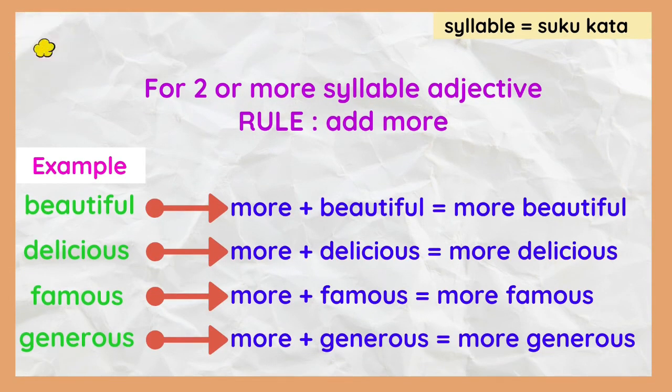The last rule is for two or more syllable adjective, dua atau lebih suku kata adjektif, we add more. Kita tambah perkataan more. For example, beautiful, more beautiful, delicious, more delicious, famous, more famous, generous, more generous.